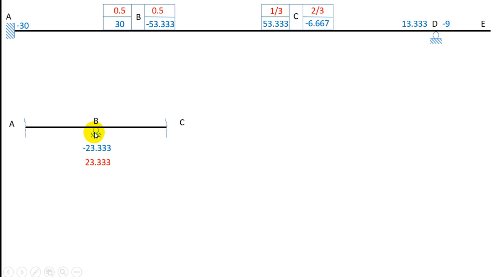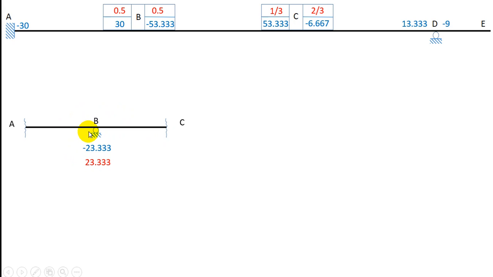Now the beam can be made up of any material, and every material has its own strength, be it steel, concrete, timber. From its own strength the beam provides a resistive moment of 23.333 to counteract this moment, because even the beam doesn't want to get deflected. Rotation means it has got deflected, and no structure wants to get deflected.